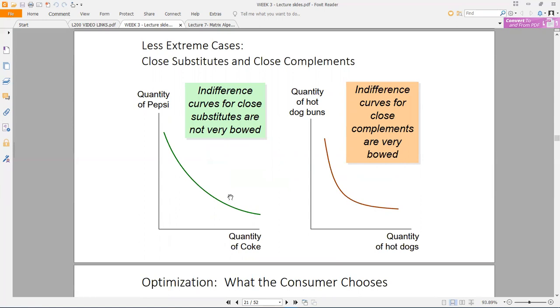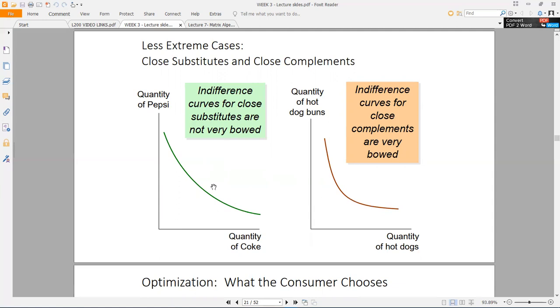What about less extreme cases, where the goods are substitutes, but not perfect substitutes? When it happens like that, their indifference curve bows inside, but not as much as in the case of goods that are complements. They are not perfect complements, but there's some complementarity between the two goods. For them, the indifference curve bows inside more than in the case of the substitutes.